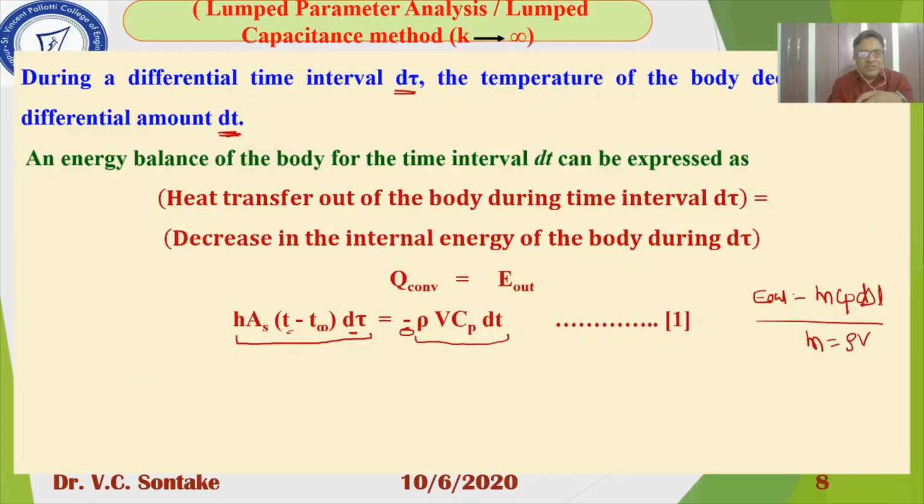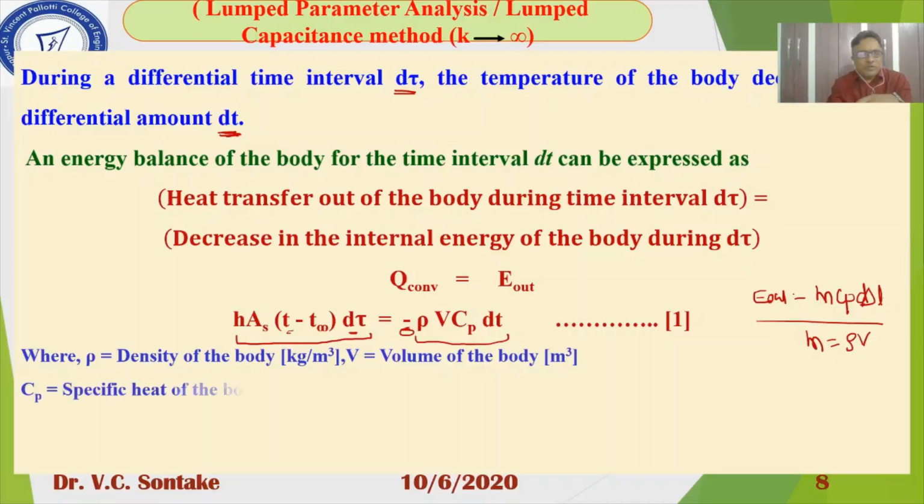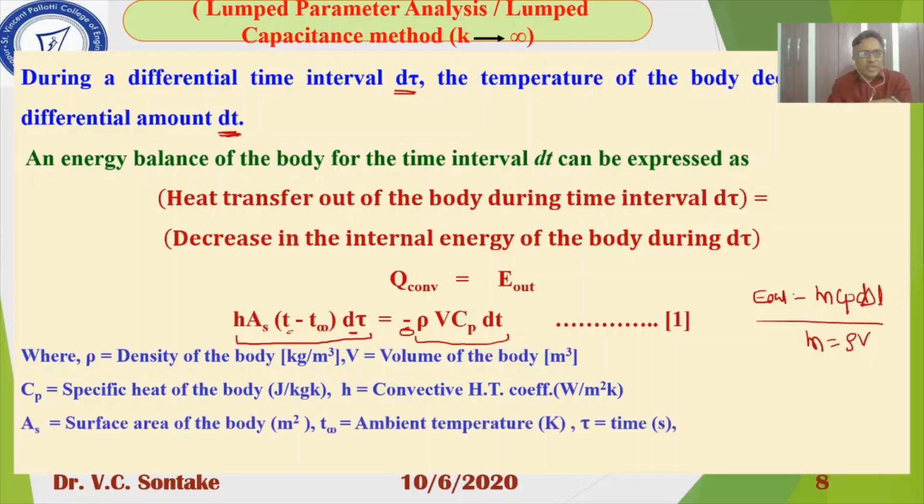Now let us rearrange this equation. In this equation 1, rho is the density of the body in kg per meter cube. Capital V is the volume of the body in meter cube. Cp is the specific heat of the body, joule per kg Kelvin. Small h is the convective heat transfer coefficient. As is the surface area of the body in meter square, T infinity is the ambient temperature in Kelvin, and tau is time. And small t is the temperature of the body at any moment of time in Kelvin.